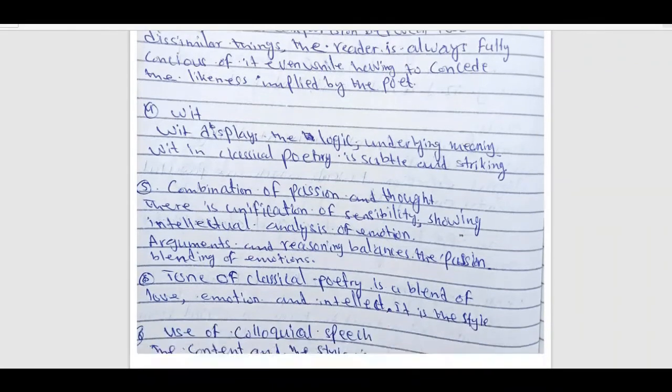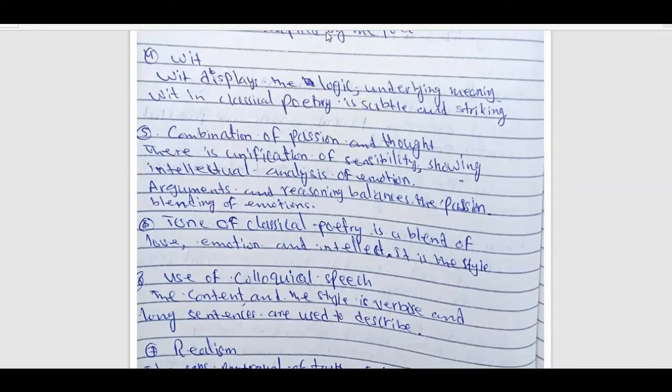The fourth characteristic is wit. Wit is something you say of wisdom. Okay, wit, something witty. Wit is wisdom. So wit displays the logical underlying meaning, not the physical meaning but the underlying meaning, within classical poetry, which is subtle and striking.